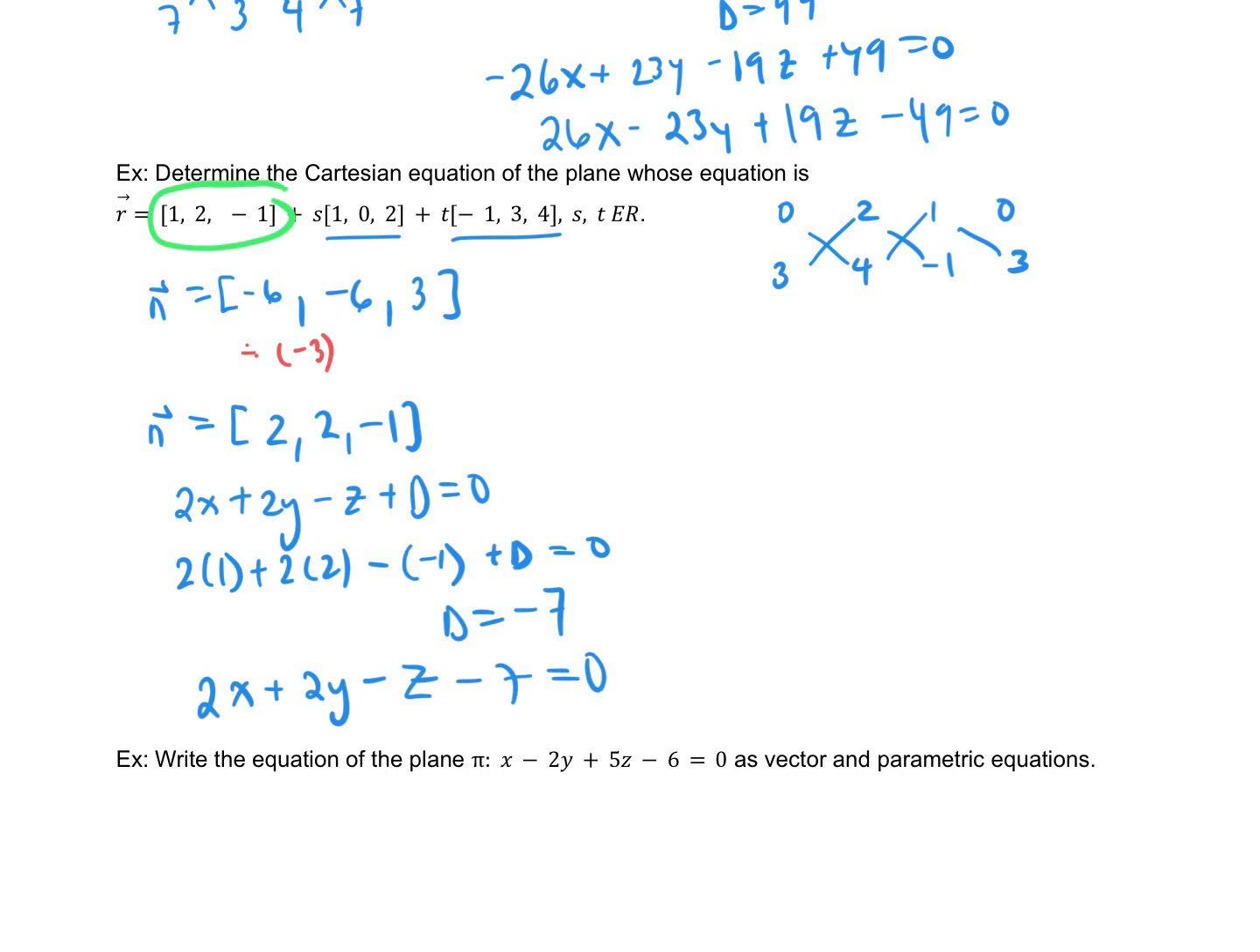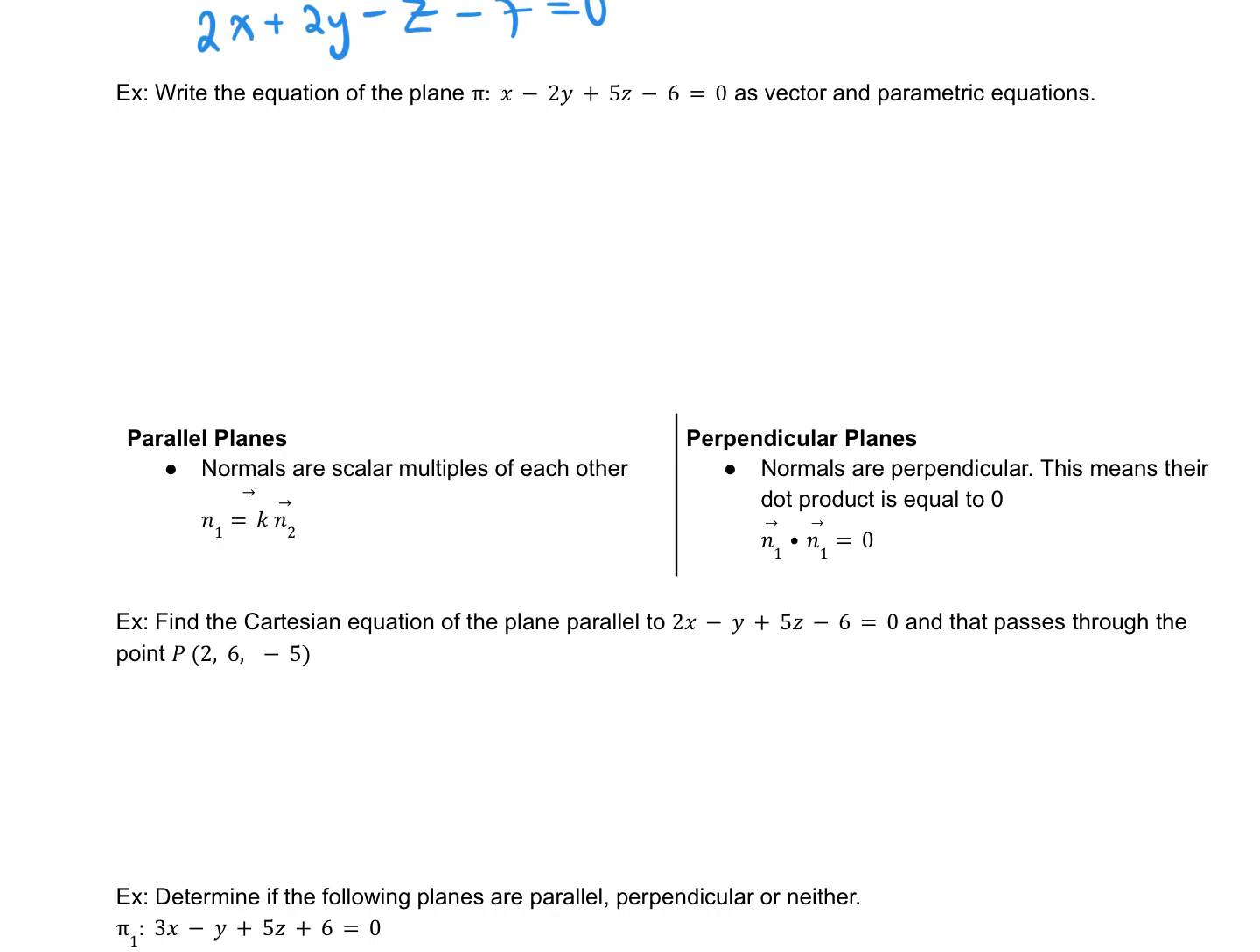So in these first three examples, we were finding our normal if it wasn't given to us, and we used our cross product and then plugged in a point to solve for d. What if we go in the opposite direction? Write the equation of the plane, where you're given the Cartesian equation, as a vector and parametric equations. Well, let's think about vector and parametric equations.